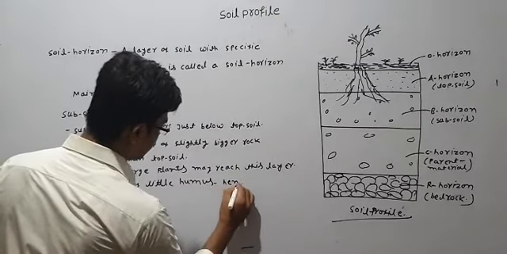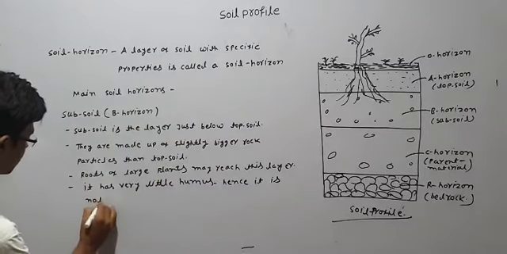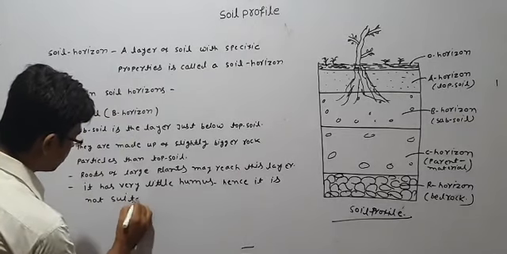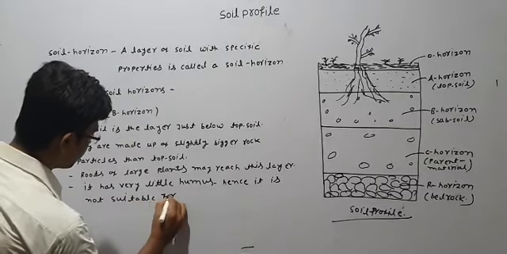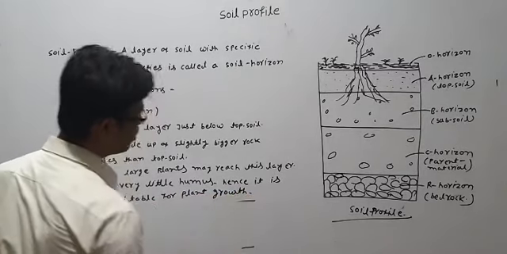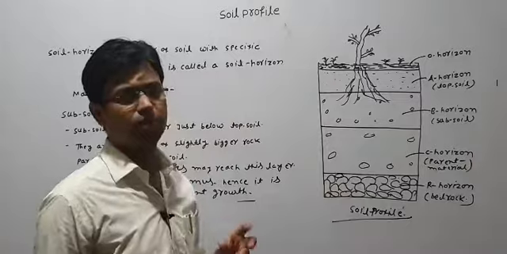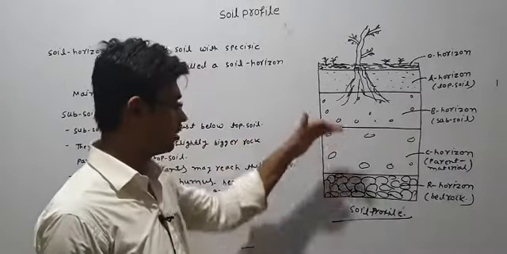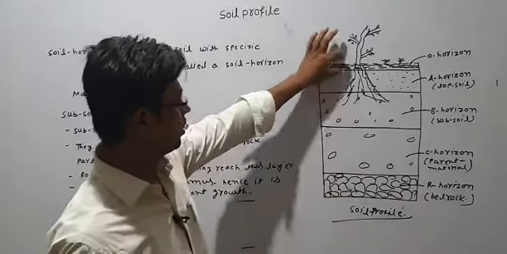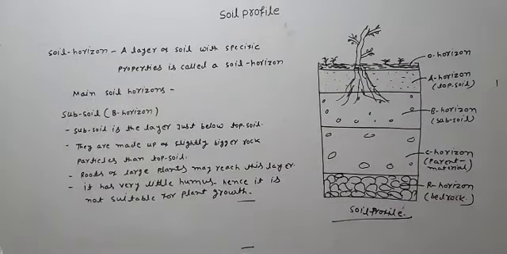Hence, what we can write, hence it is not suitable for plant growth. It is not suitable, plants are not growing in this region, this B horizon. Okay, so gradually when we move down, obviously the particle size increases, large particles are there, and they turn small. The upper sections we have, I will show you when we discuss composition of soil.